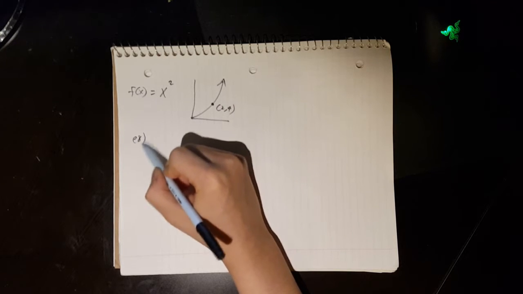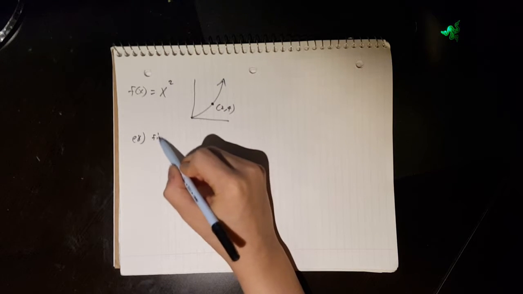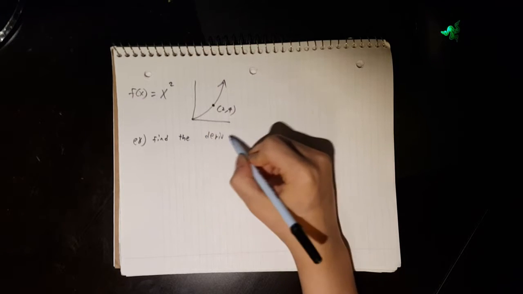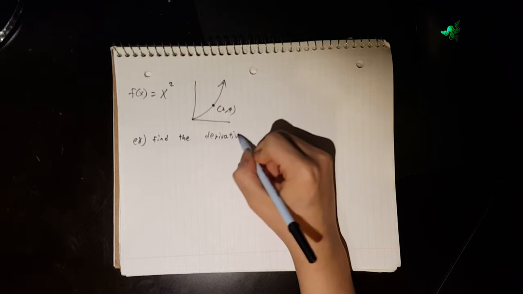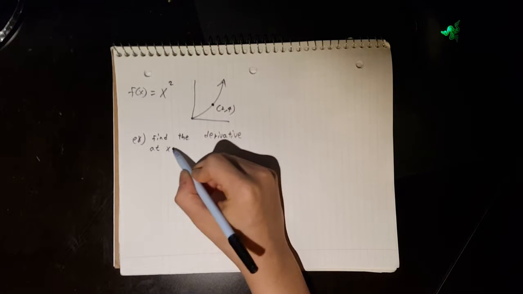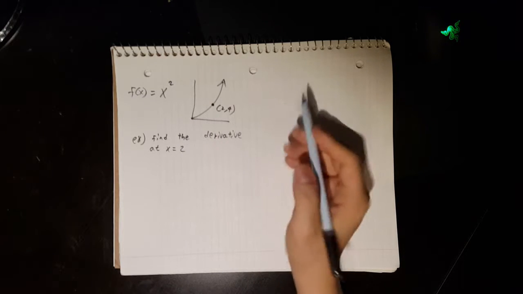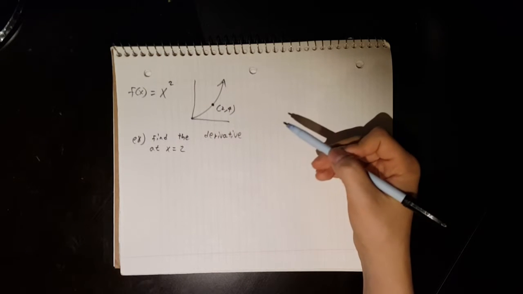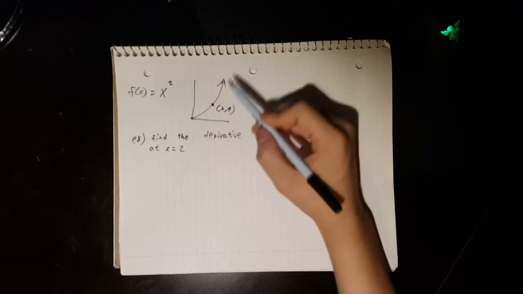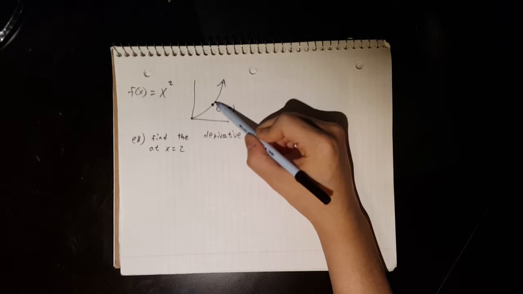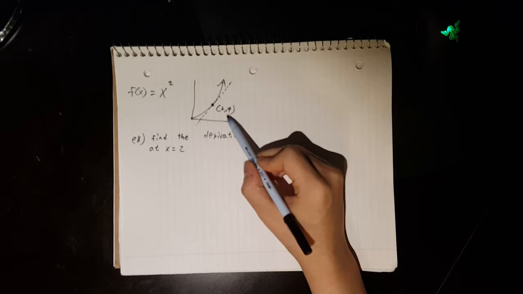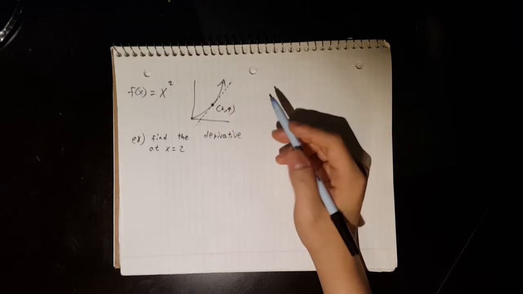An example would be: find the derivative, sorry for the poor handwriting, at x equals 2. When you read this, you should be thinking: find the derivative, so what is the slope of the tangent line that goes through 2 and 4?